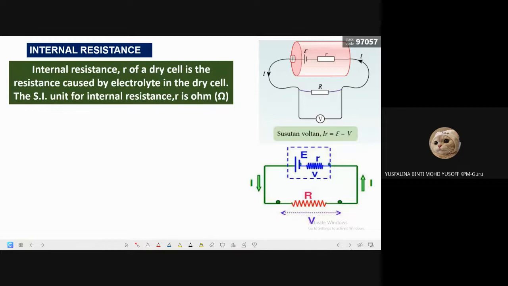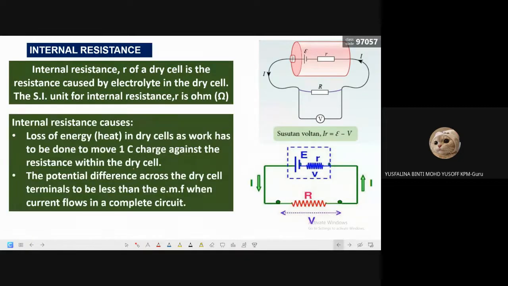Okay, internal resistance. This is what I told you just now. Internal resistance of the dry cell is caused by the electrolyte in the dry cell. The SI unit for internal resistance is ohm. As long as you call it a resistance, it's in ohm. The internal resistance causes loss of energy in the dry cell, as work has to be done to move 1 coulomb of charge against the resistance within the dry cell.